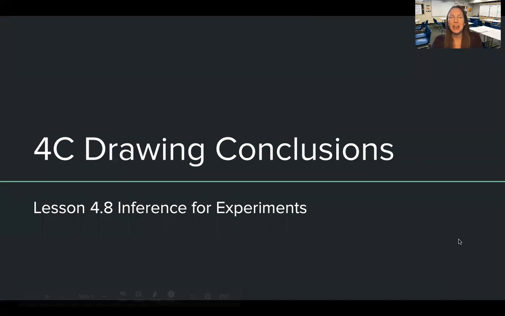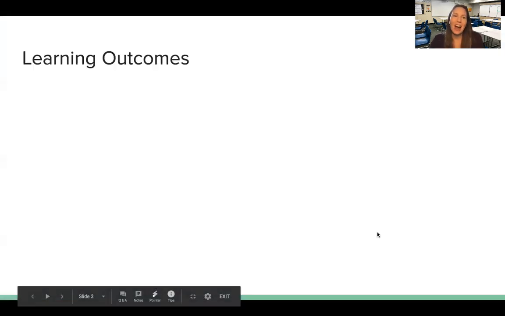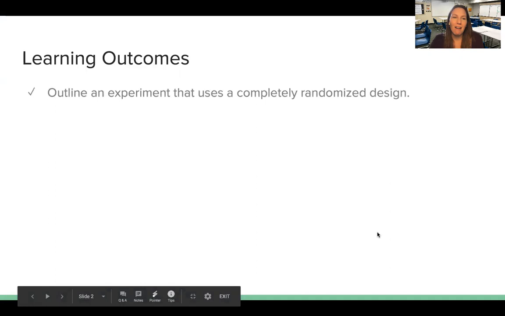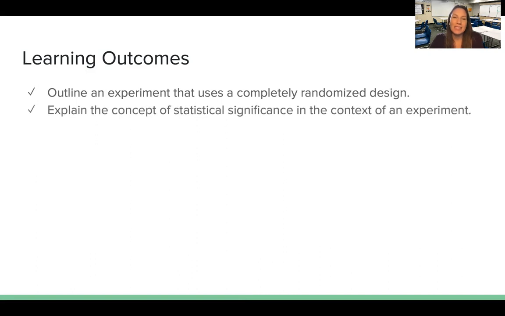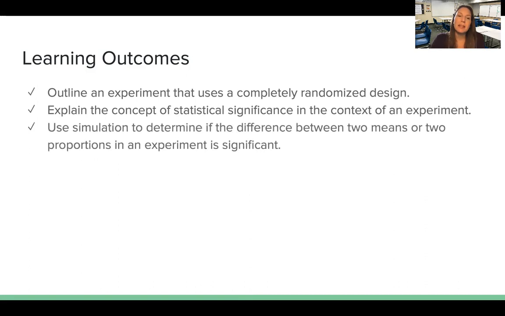Hello, today we're starting Target 4C, Drawing Conclusions. This is lesson 4.8, Inference for Experiments. Our learning outcomes for today's lesson are to outline an experiment that uses a completely randomized design, explain the concept of statistical significance in the context of an experiment, and to use simulations to determine if the difference between two means or two proportions in an experiment is significant.